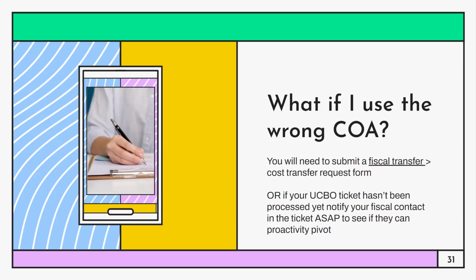However, if you have submitted a UCBO ticket with your receipt and it hasn't been fully closed yet, you can proactively notify your fiscal contact via that ticket. Say, hey, I filled out this form incorrectly. The COA that's listed is incorrect. Can you please use this one instead? And then your fiscal contact will let you know if they can proactively pivot or if you do need to do a fiscal transfer form instead.